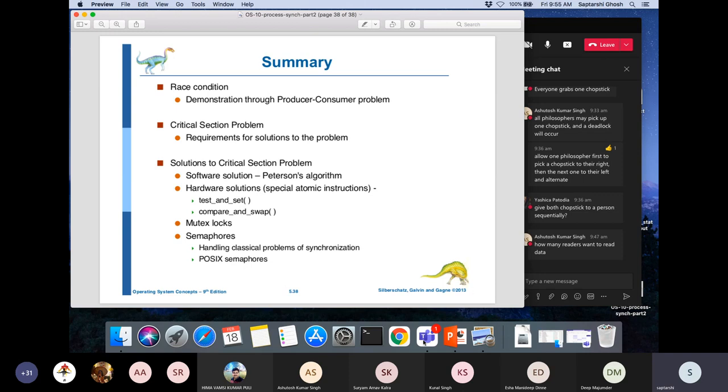And then we discussed mutex locks and semaphores. Basically mutex locks and semaphores are programming constructs, so easier for programs to use, but underlying they also use some kind of atomic instruction, right? Okay, now any questions?